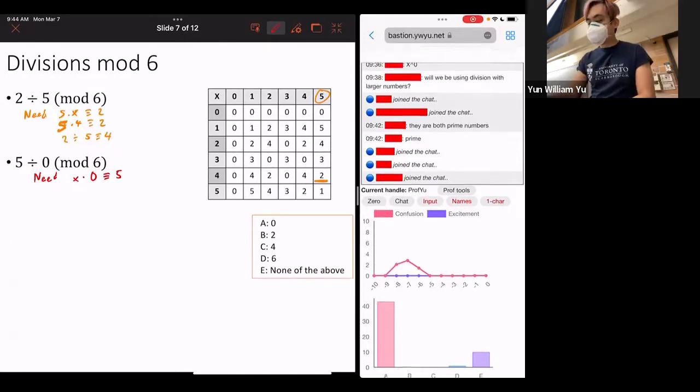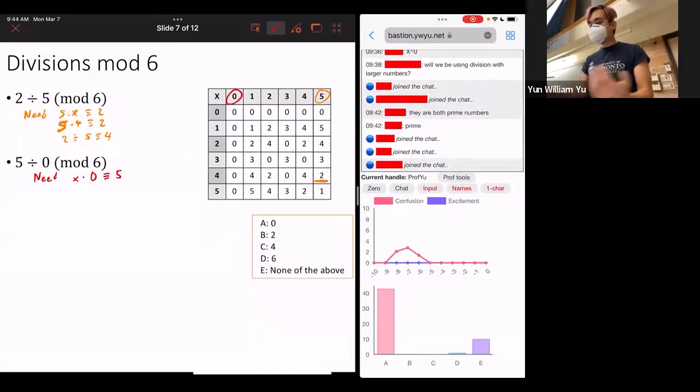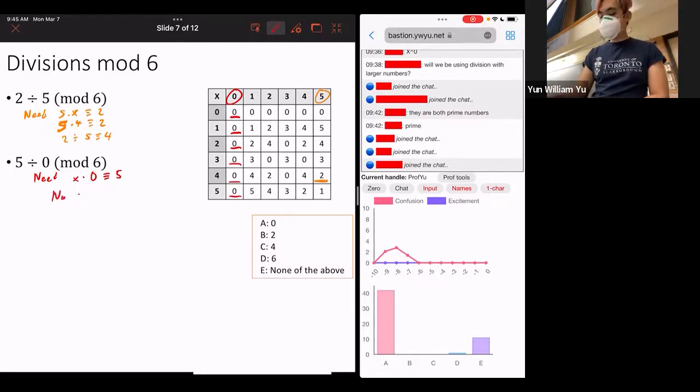Well, let's take a look at the 0 column here. Which of these numbers times 0 is equal to 5? Notice, 0 times 0 is equal to 0, 1 times 0 is equal to 0, 2 times 0 is equal to 0, 3 times 0 is equal to 0, 4 times 0 is equal to 0, and 5 times 0 is also equal to 0. So this doesn't work, right? There is no such number. And so you can't divide by 0, which shouldn't come as too big of a surprise because you can't divide by 0 normally either.